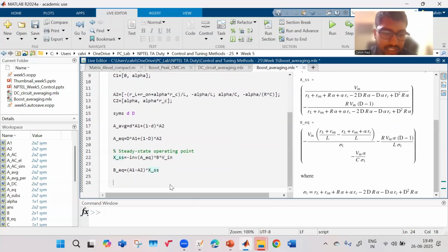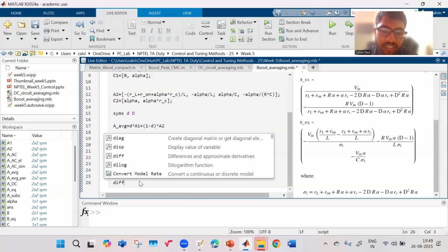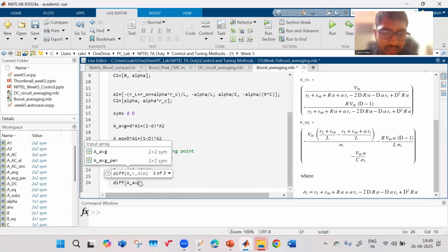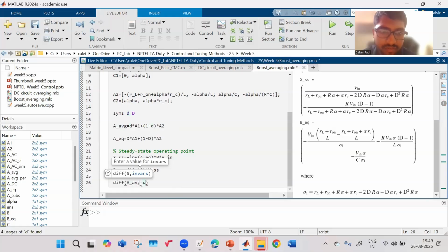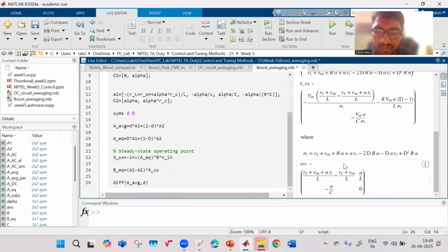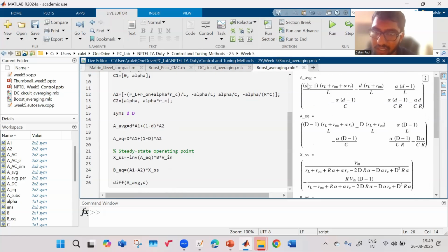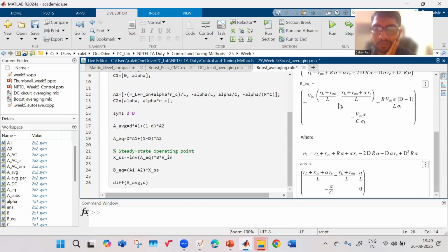Like it can also do differentiation. Suppose this A average is there, we'll do differentiation of A average with respect to D. That is one. So it will differentiate with respect to D. So what is our A average? This is our A average. It's differentiated with respect to D. Okay. Can do that also.